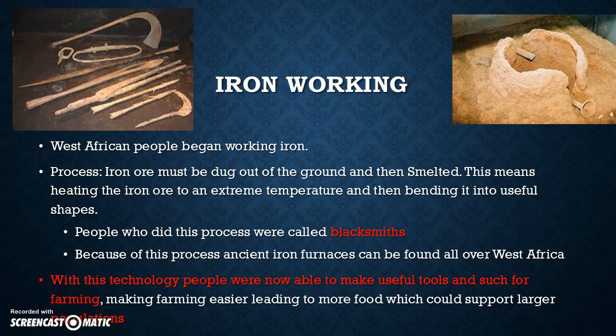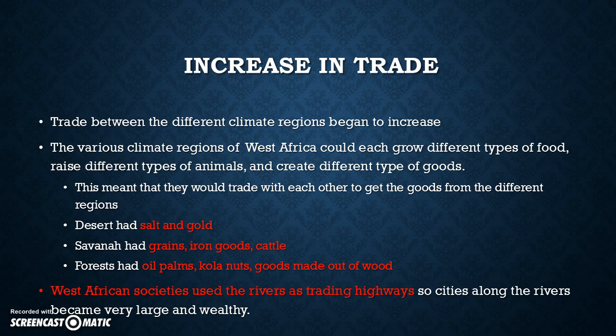Because this process became so prominent in West African society, you can see ancient furnaces all over West Africa that were used to heat the iron up. With this technology, people were now able to make useful tools for farming, making farming much easier and leading to more food, which could then support larger populations. The next one was an increase in trade.